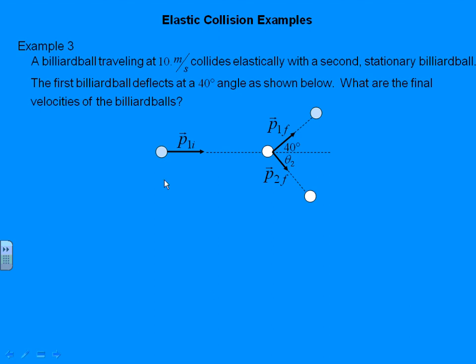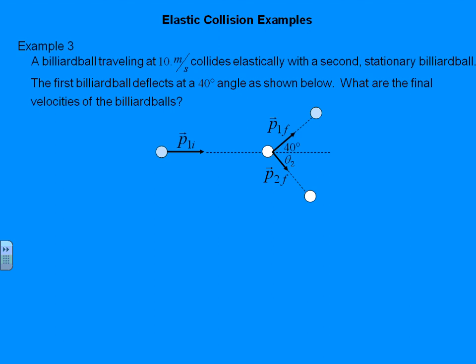So we know that the first billiard ball is moving 10 meters per second, and then it runs into a second billiard ball. The first ball then goes off at a 40-degree angle, and the second one would, of course, have to go down here. What we don't know are the two final velocities. Really, we have three things we don't know. We don't know the speed of the first billiard ball. We do know its direction, 40 degrees. But we know neither the speed nor the direction of the second ball. So this is three unknowns in this case.